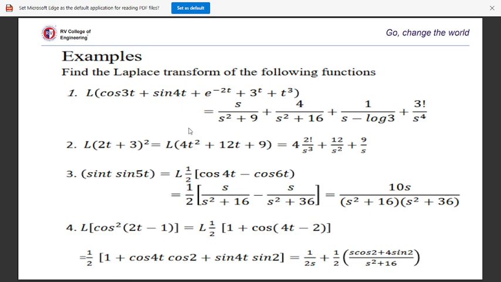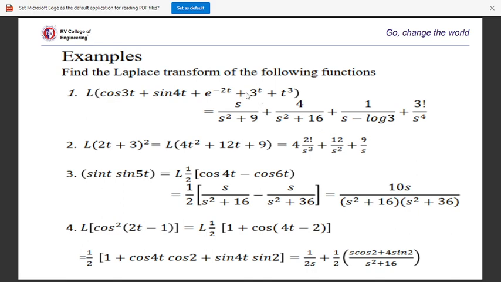In the first example, clearly the functions are given. We have to replace the given functions by the corresponding Laplace transforms. Here clearly Laplace transform of cos 3t is s by s square plus 9. Laplace transform of sin 4t is 4 by s square plus 16. Laplace transform of e power minus 2t is 1 by s plus 2.